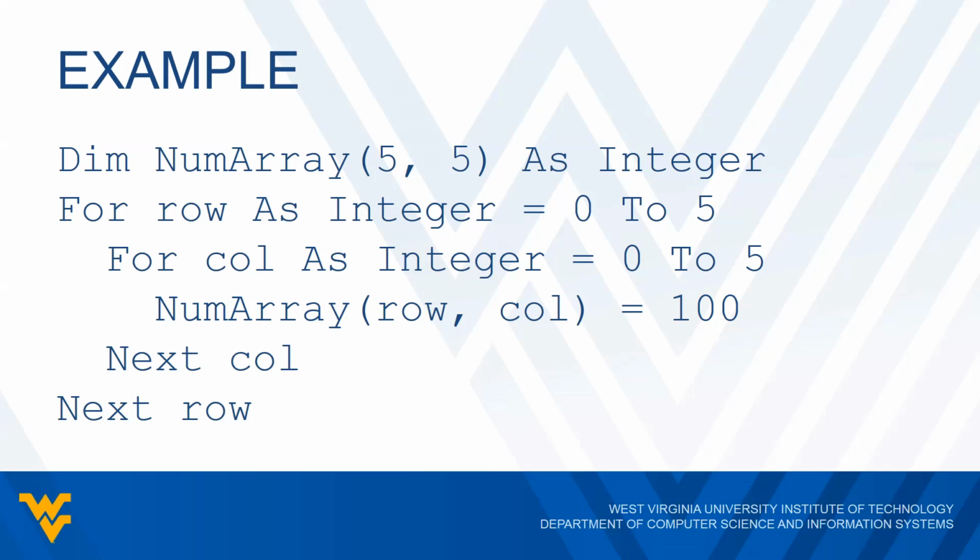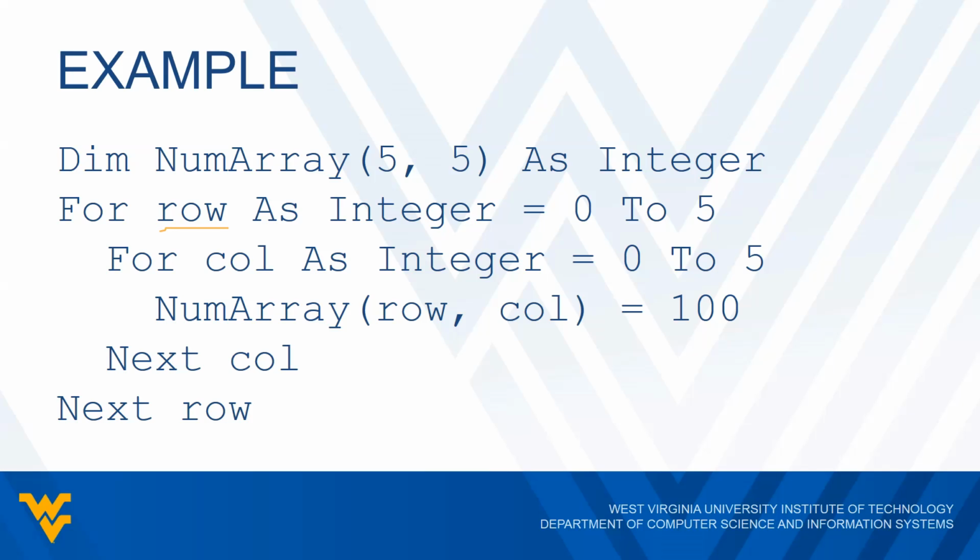So here we have a two-dimensional array of integers called num_array, and we have 5 and 5, which means that we have 6 rows and 6 columns. So what we can do is create an outer for loop where we're going to use the variable row. Right here, we declare that as an integer, and it's going to go from 0 to 5.